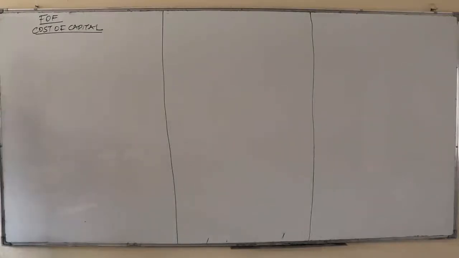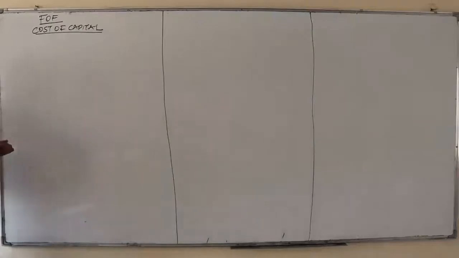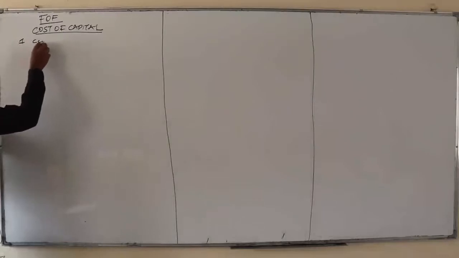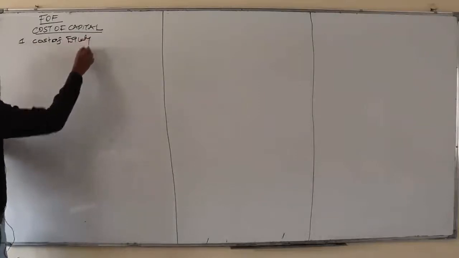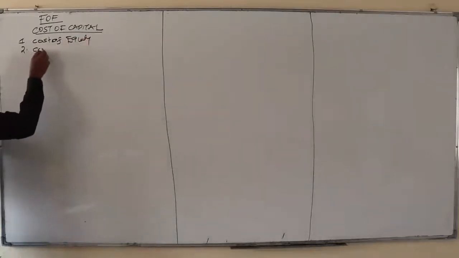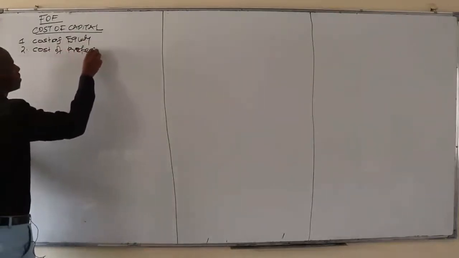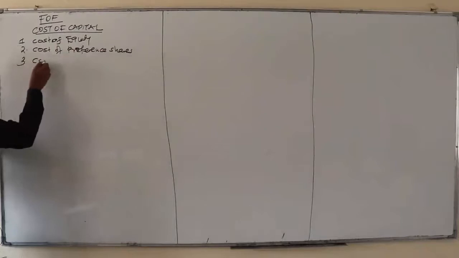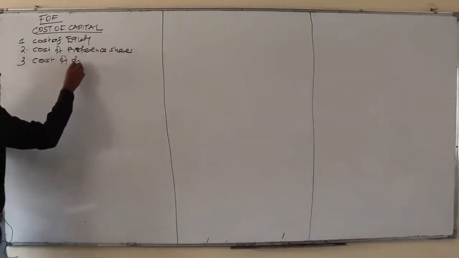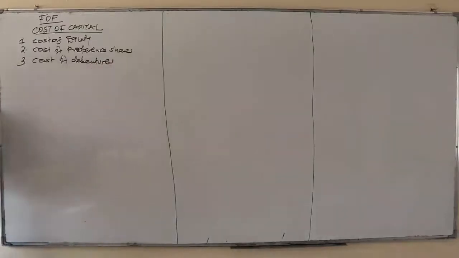The required rate of return by investors who have provided funds to the company is always classified into three. Number one, the cost of equity. Number two, the cost of preference shares. And number three, the cost of debentures. That is how it is classified.